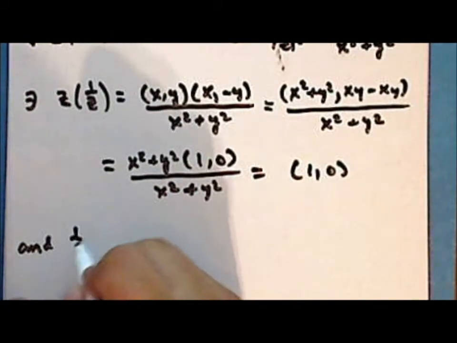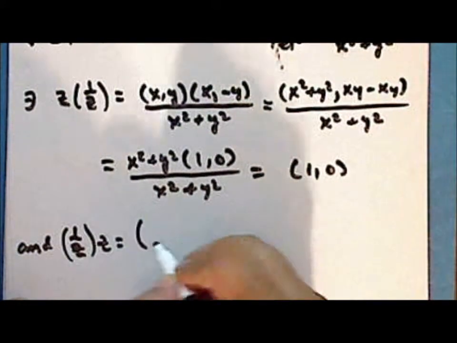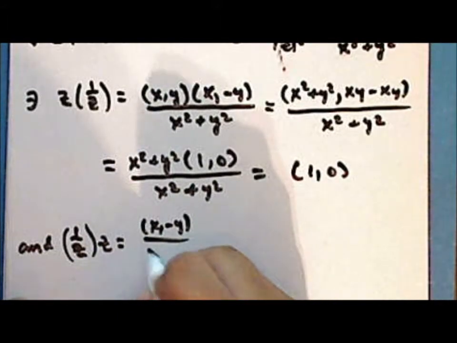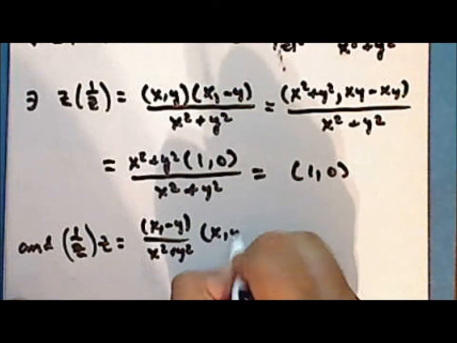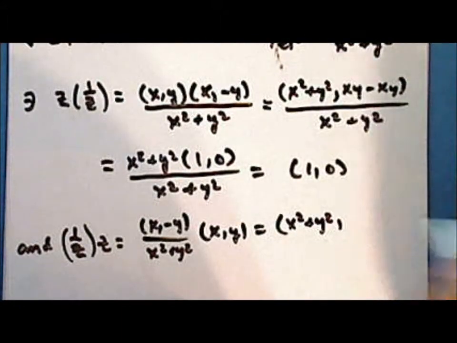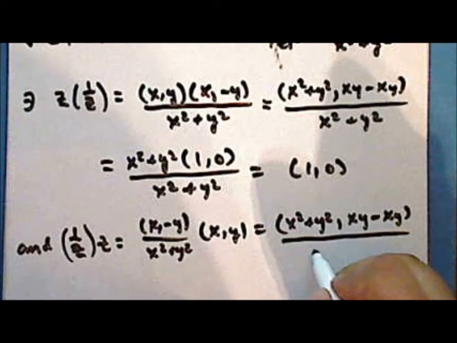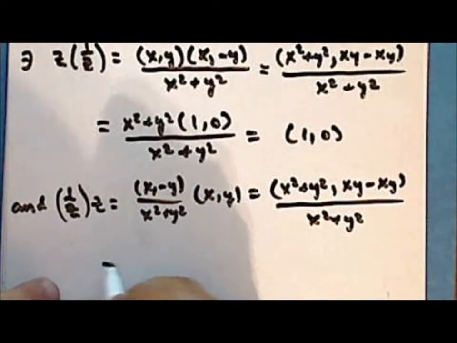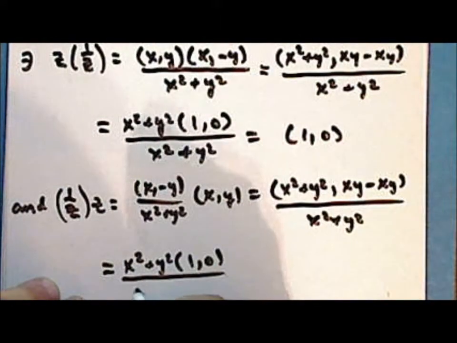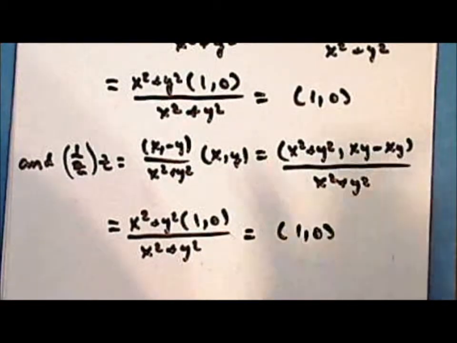And the multiplicative inverse of the complex number z times z is the ordered pair x, negative y over x squared plus y squared times the ordered pair x, y, which once again is the ordered pair with x squared plus y squared as the first component, or real component, and whose second component is x times y minus x times y over x squared plus y squared, which is the scalar x squared plus y squared times the ordered pair 1, 0 over x squared plus y squared, which is the ordered pair 1, 0, which is the identity, the multiplicative identity.